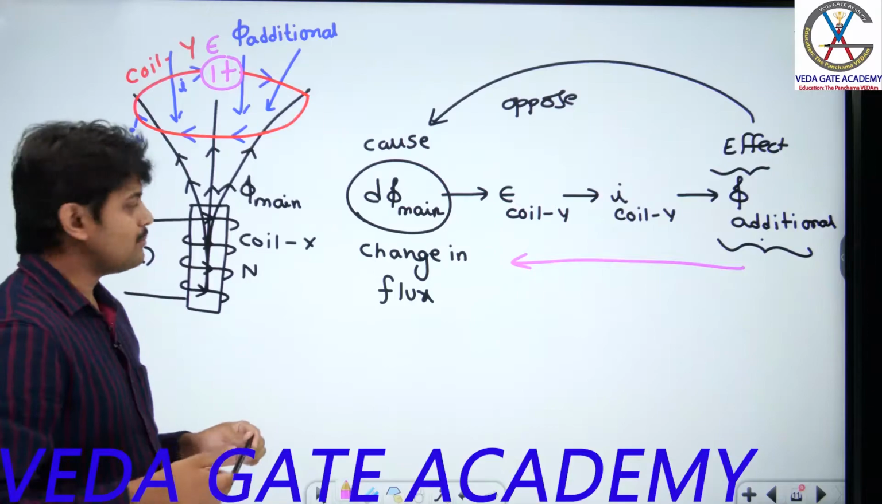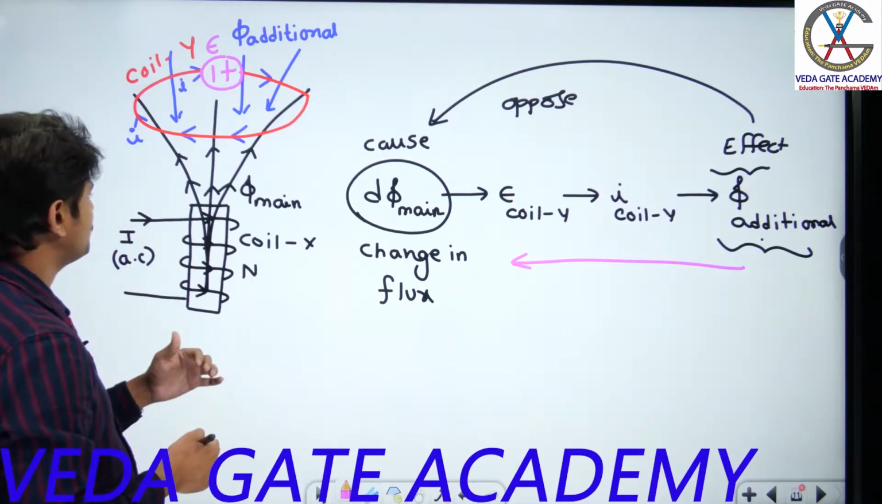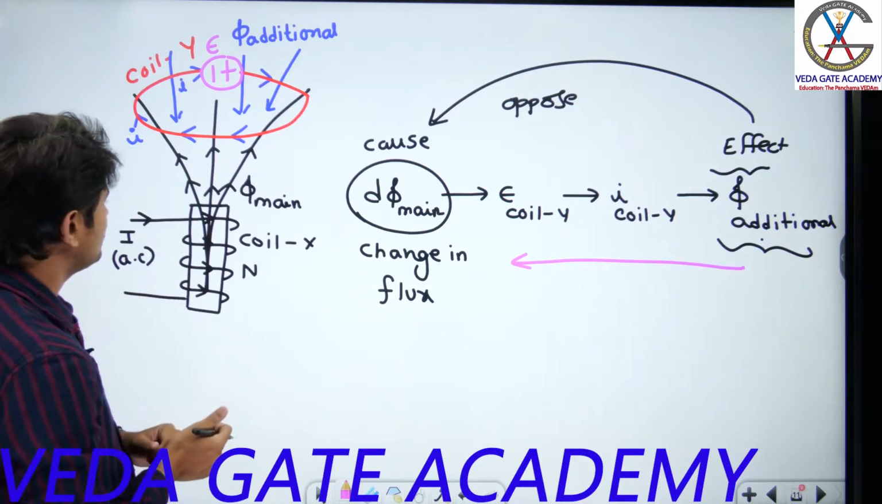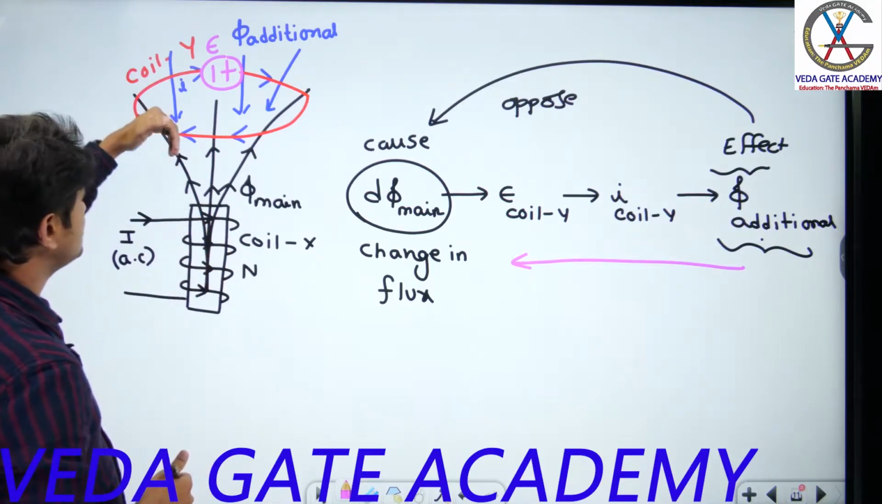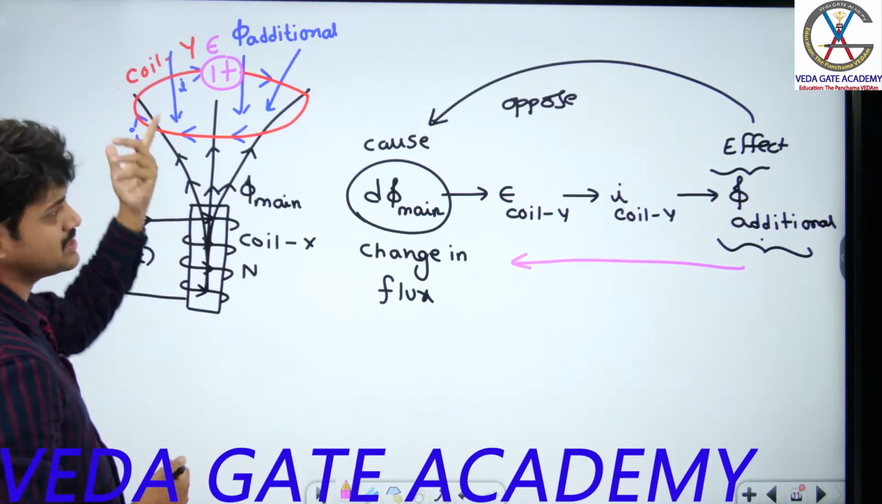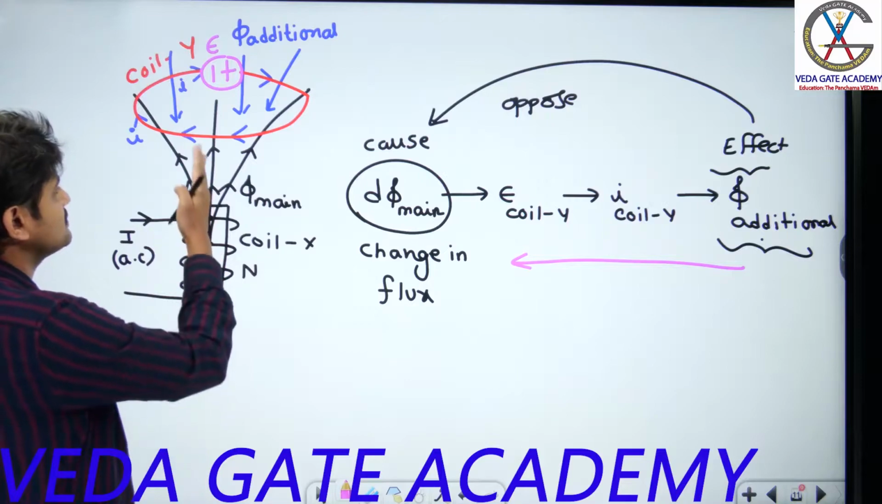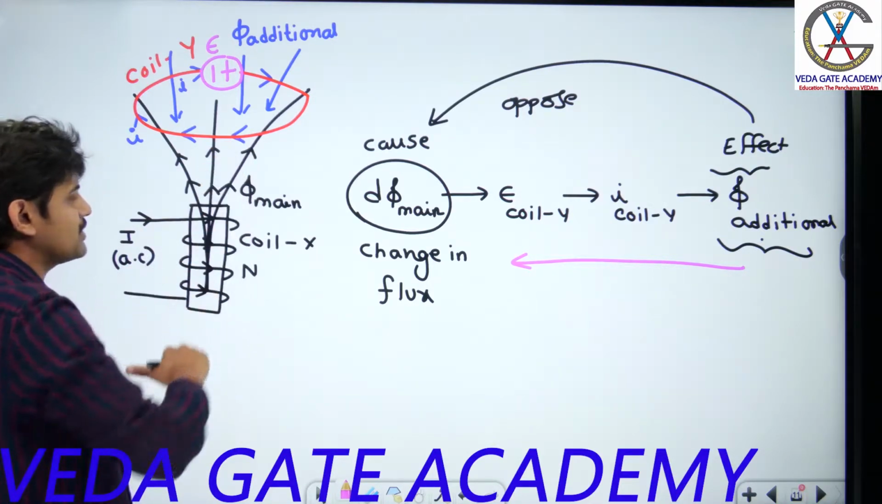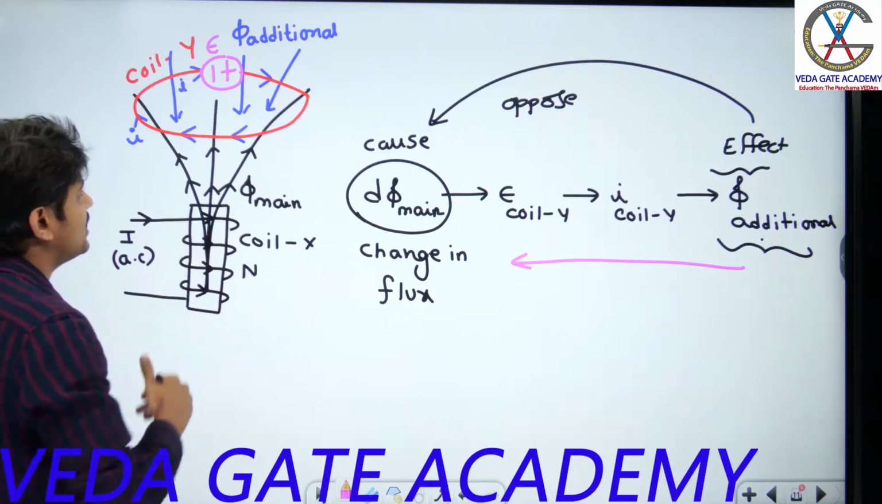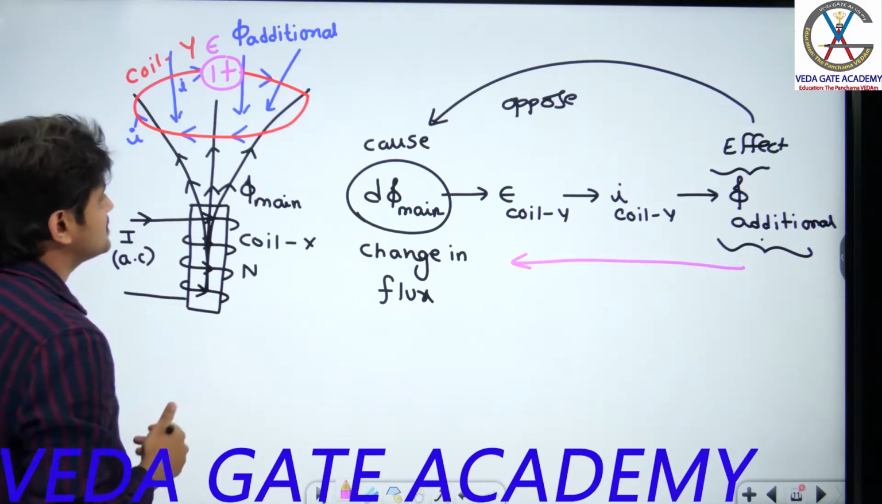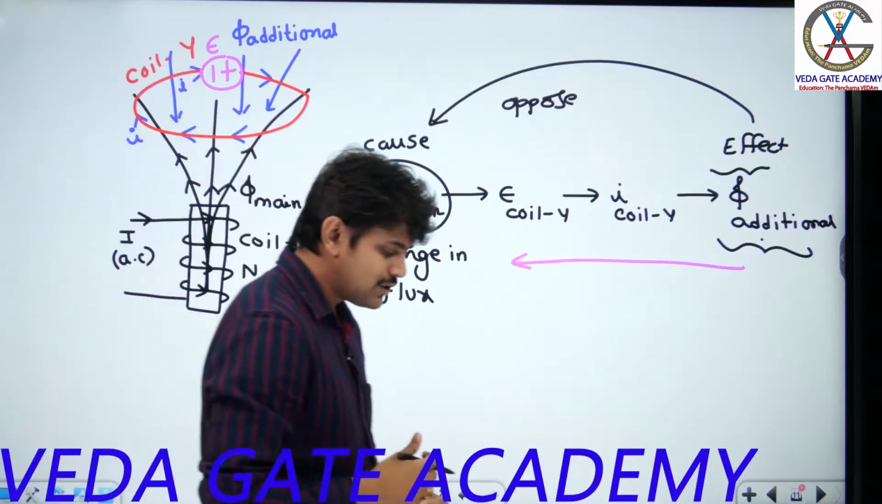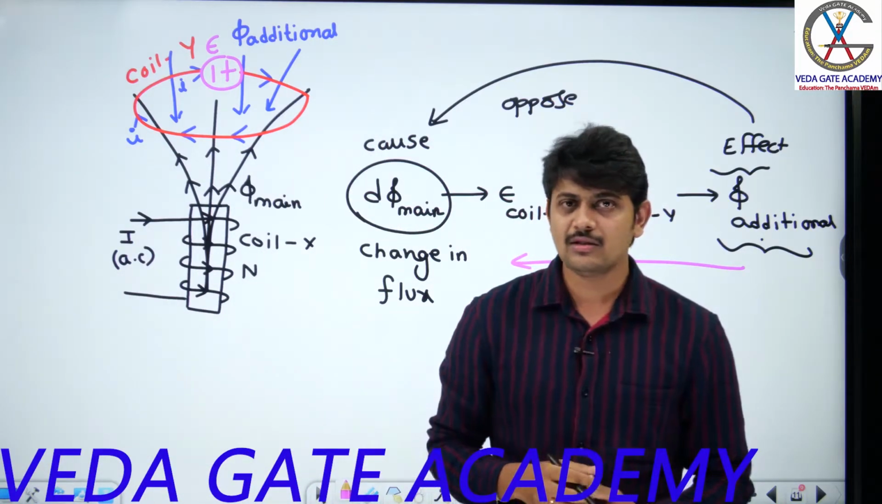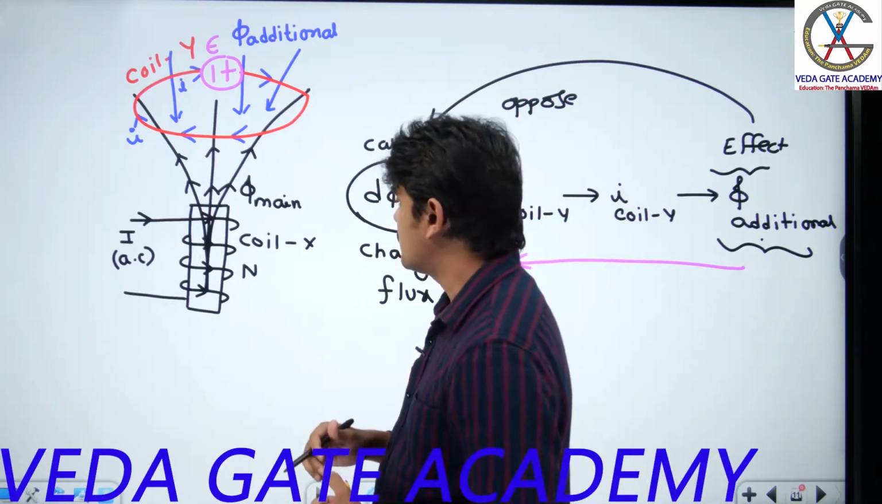Okay. Now suppose I assume that this is my coil X and the main field flux is moving in the downward direction, then what will happen? Obviously my additional flux will be in the upward direction. That means if I change the direction of the current, my main field flux will be in the downward direction, so I can get the corresponding additional flux direction. So this is how we need to apply Lenz's law.